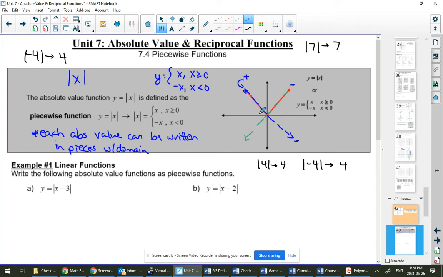0 can't be both positive and negative at the same point. So we have to put the equal to sign either with the first one or the second one. You can actually write it as x is greater than 0 and x is less than or equal to 0. That is still a correct answer.